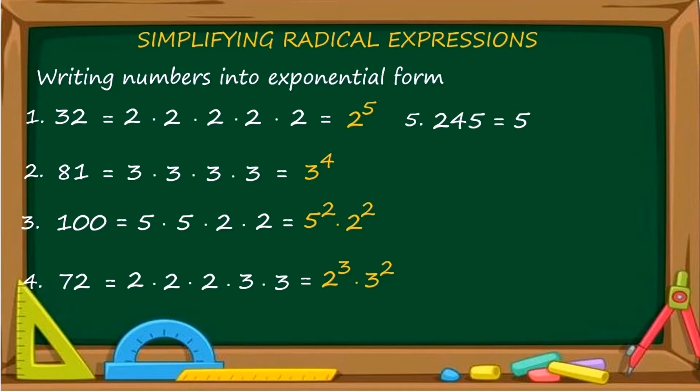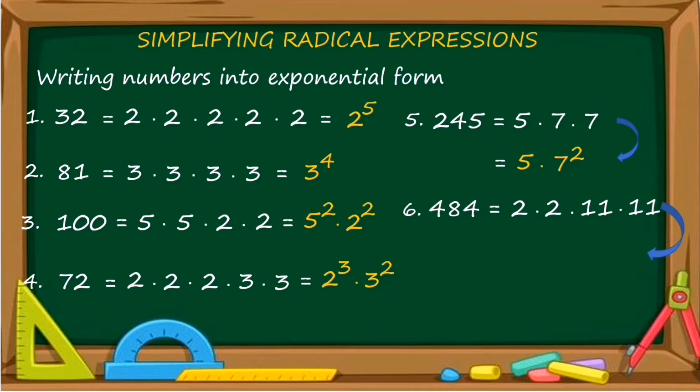Then number 5, we have 245. Its factors are 5 times 7 times 7. To write this in exponential form, it is equal to 5 times 7 raised to 2. Then number 6, we have 484. This number has the factors of 2 times 2 times 11 times 11. In exponential form, it is equal to 2 raised to 2 times 11 raised to 2.